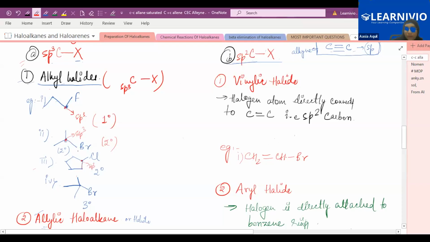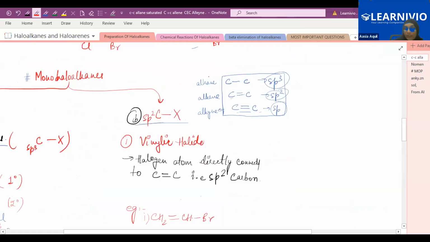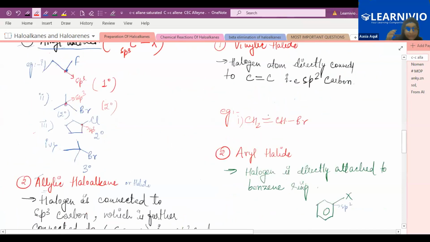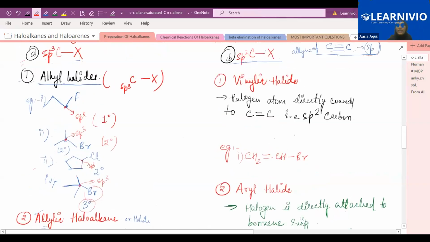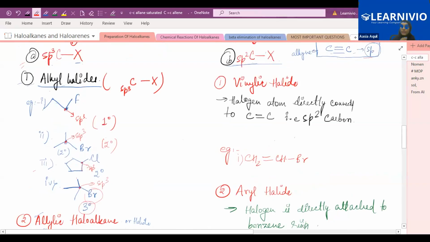Just remember this: if there is a single bond between the carbons, it's sp3 hybridization. Carbon-carbon double bond is sp2, and carbon-carbon triple bond is sp hybridization. Now the fourth one. The bromine is attached to this carbon. What is the hybridization state? Again sp3. But what is the degree? Three degree, it's tertiary. So these are the examples of alkyl halide where the halogen group is directly attached to an sp3 hybridized carbon.